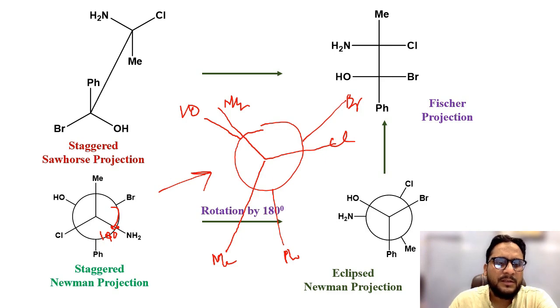I hope with this video you have learned about the interconversion from Fischer form to Newman form and back, and with the help of this video you would be able to solve questions relating to identification of erythro and threo isomers.